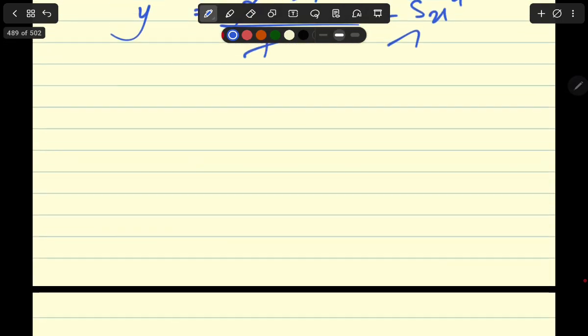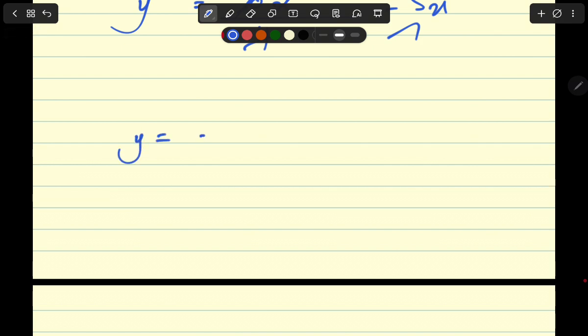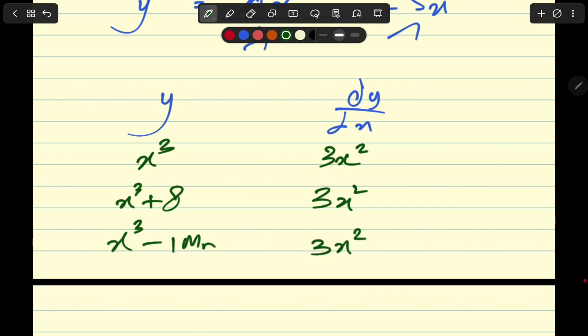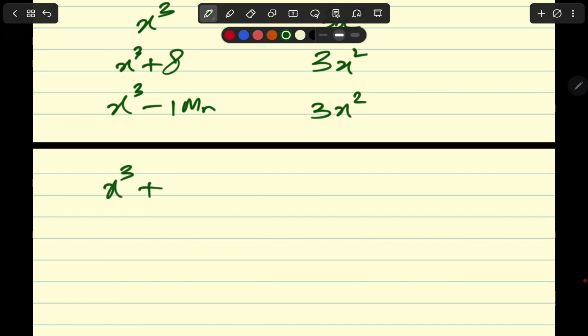I'll tell you why. We did that if y is a function, if y is x cube, then dy by dx is, okay, let's create a table. So y and dy by dx. If x cube is a function, then 3x square is the derivative. If x cube plus 8 is a function, then 3x square is the derivative. If x cube minus 1 million is a function, then 3x square is a derivative. If x cube plus some quantity, plus half, is a function, then 3x square is the derivative, right?